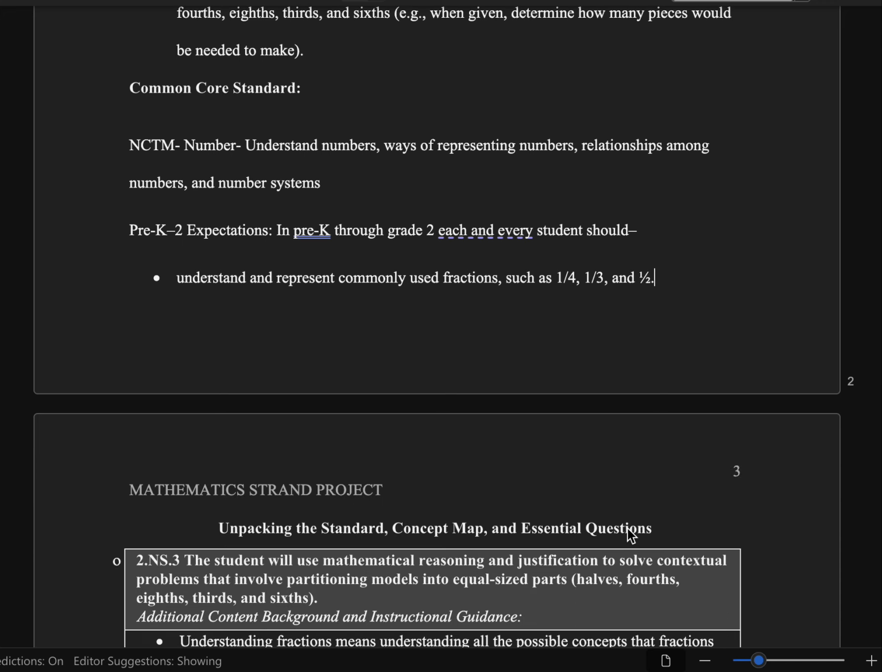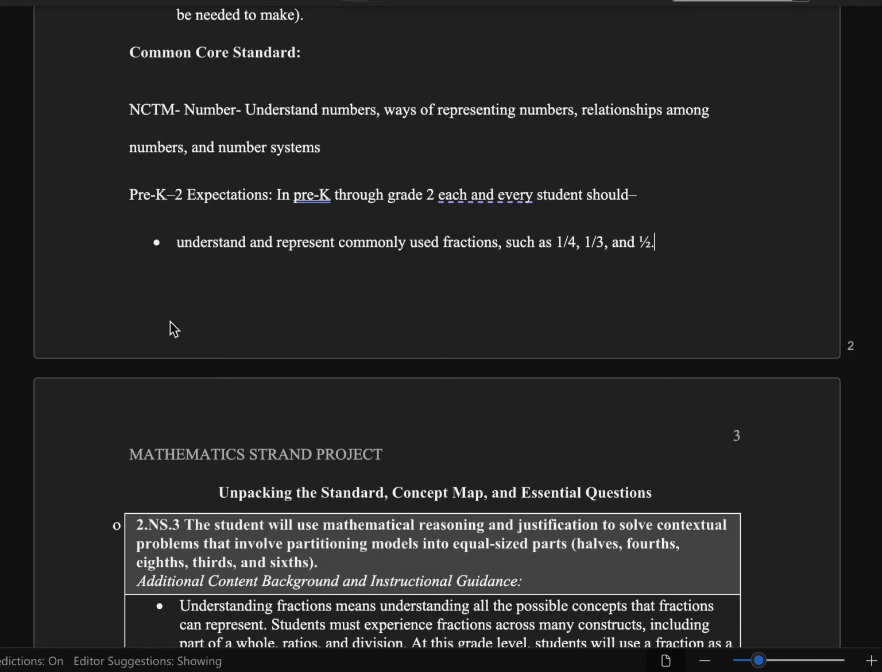And then our Common Core standard is they will understand numbers, ways of representing numbers, and relationships among numbers and number systems, understanding and representing commonly used fractions such as fourth, third, and half.